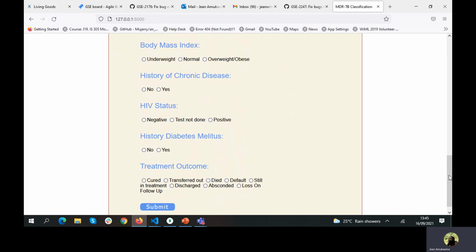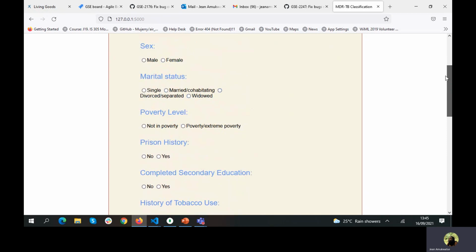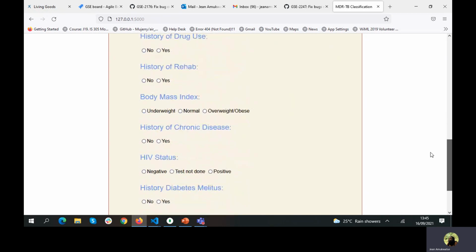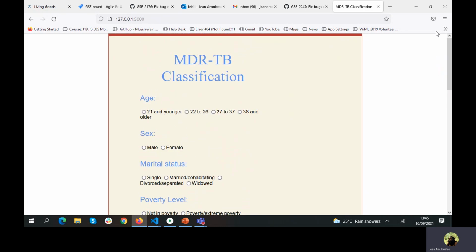So these were our 16 key features, but through model and data exploration, the key features that have a great impact on the target value, which is the MDR TB case, were: first, treatment outcome. Then the history of drug use, your alcohol use at least once per week, and your history of tobacco use. Then the HIV status, then marital status, and age and sex were the last. So to predict an MDR TB case, these are the key attributes one can use, and so we can try to fill in information and see the end result.